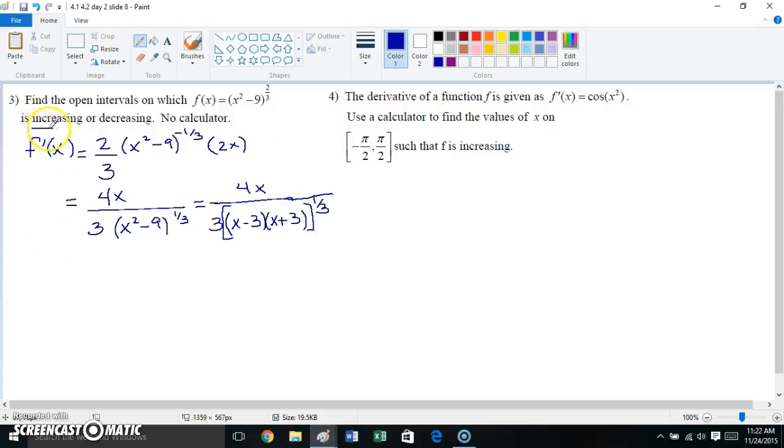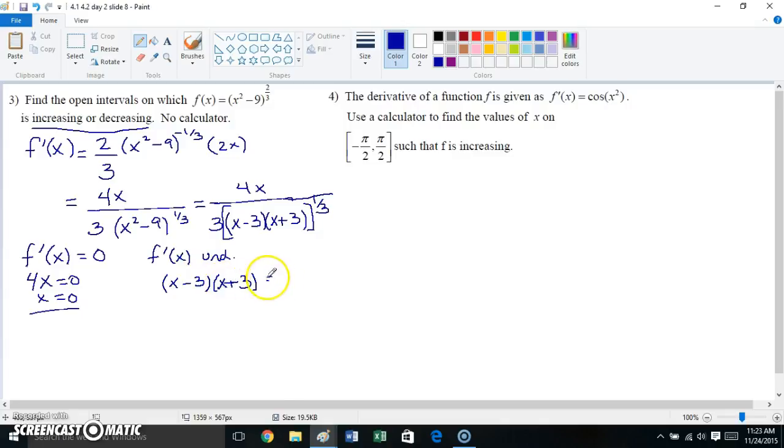Okay, we want to know when the function is increasing and decreasing, so I need to look for critical points. So f prime of x will equal 0 when 4x is equal to 0, or x is equal to 0. So there's a critical point. F prime of x will be undefined when the denominator is equal to 0. So that's going to happen when x minus 3 times x plus 3 is equal to 0. So 2 critical points there, positive and negative 3.